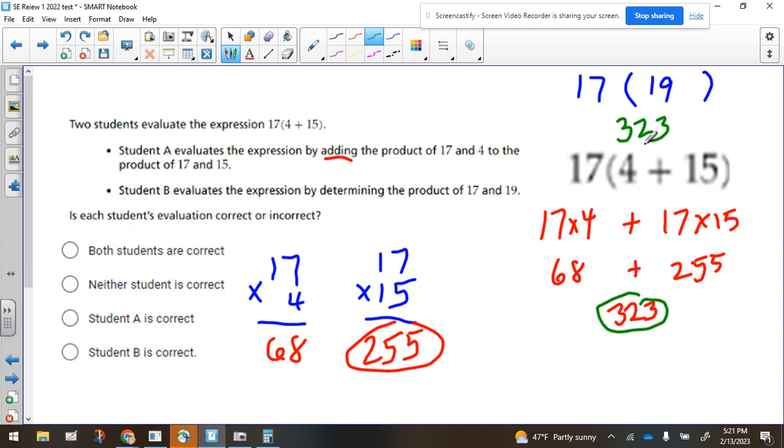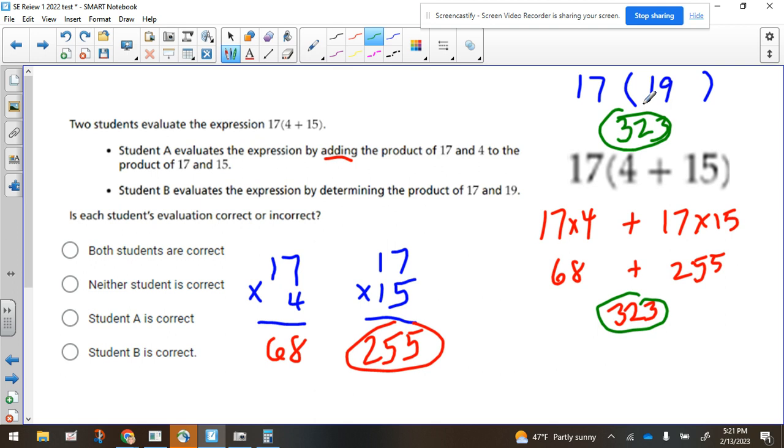Did we get that same number before? Now, what does that mean about who's correct? Because they want to know, is each student's evaluation correct or incorrect? So you have to decide: are both of them correct? Are neither of them correct? Is only student A correct, or is student B the only person that's correct? All right, so carefully choose and bubble in what you believe to be true based on our conversations.